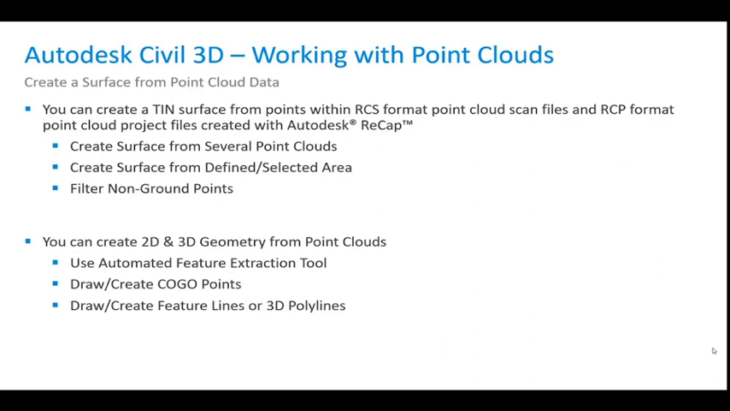You can use feature extraction. You can use the COGO points and create your COGO points. And you can draw and create feature lines, 3D polylines, and so forth from that point cloud. So let's move over to Civil 3D and look at how easy it is to work with point clouds within Autodesk Civil 3D.